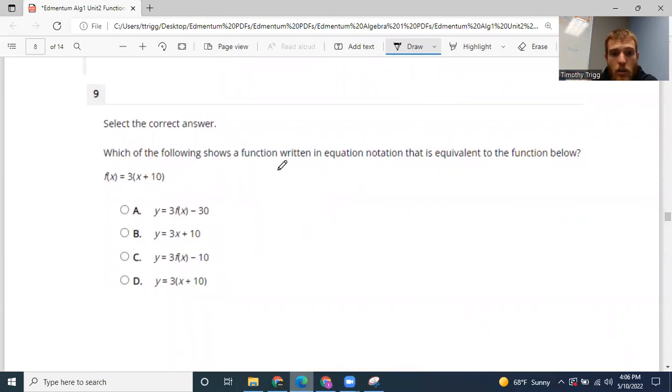Which of the following shows a function written in equation notation that is equivalent to the function below? Remember, you just replace f of x with y. That's it.